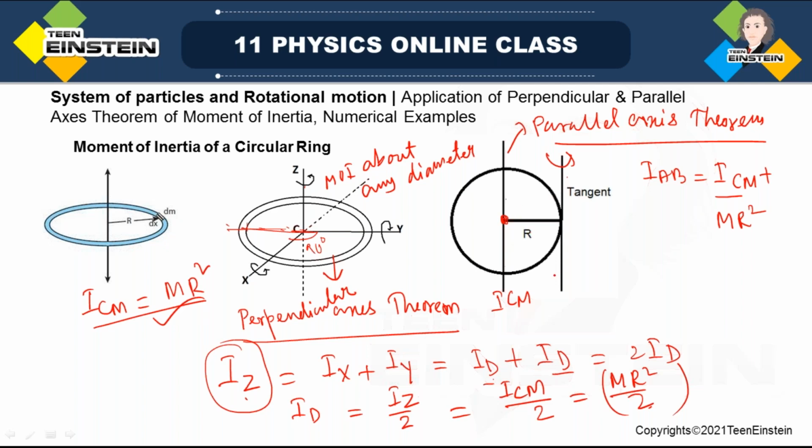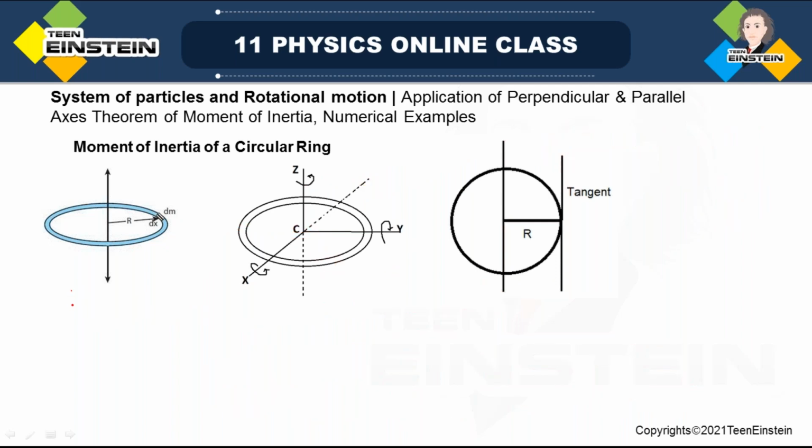So in this case, this is moment of inertia. Okay, I'll just do one thing. I'll just clean everything. I'll write what we have already got. This is moment of inertia about center of mass. This is mr square. This is moment of inertia about any diameter. So this is mr square by 2. That is what we have calculated.